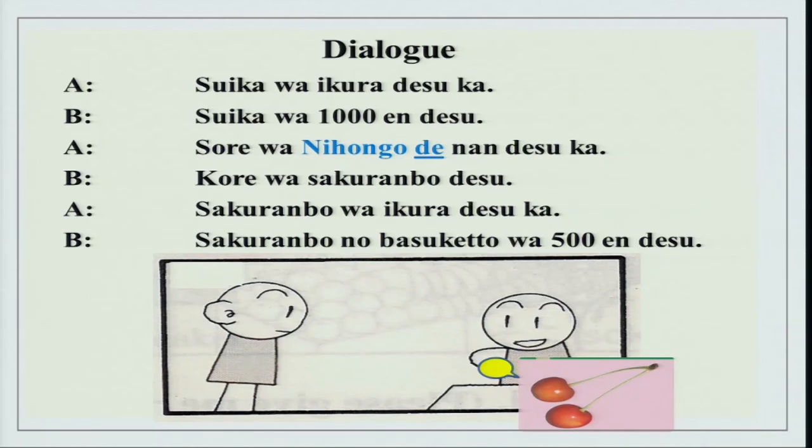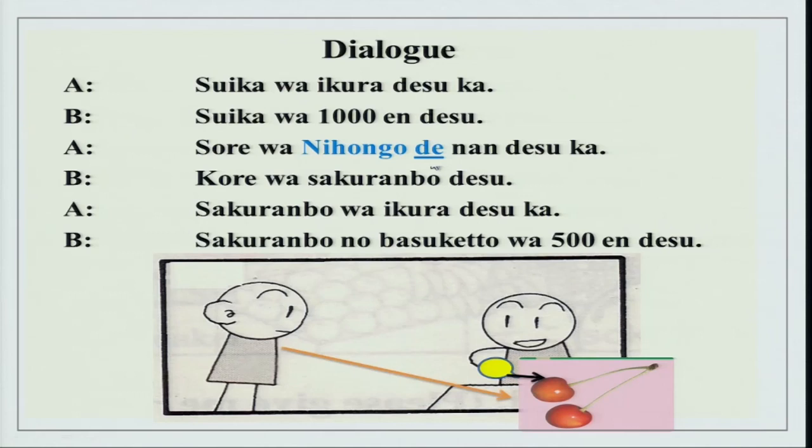So, you can look at the picture and see there are two people standing, and he is pointing at this object over here, and he wants to know what it is called in Japanese. Look at this over here. For this gentleman, it is sore, and for this gentleman, it is kore. So, kore wa or sore wa nihongo de. Over here, de means in. Nihongo de nan desu ka? So, what is it called in Japanese? Kore wa sakuranbo desu. Is that alright?